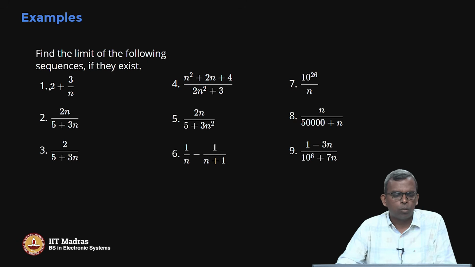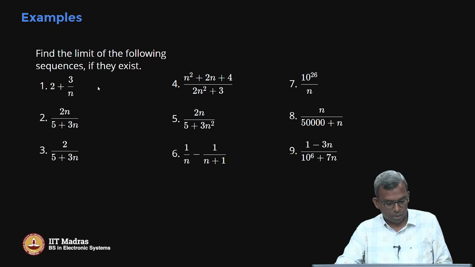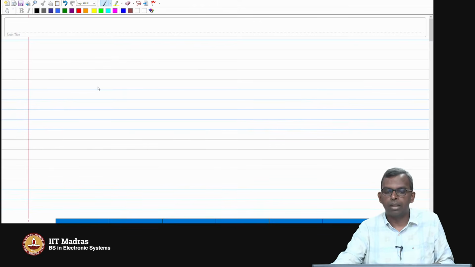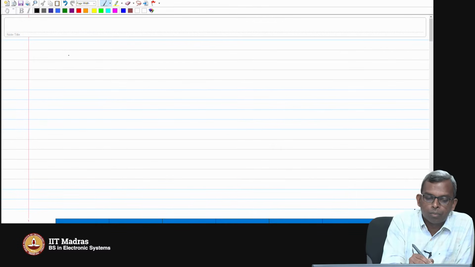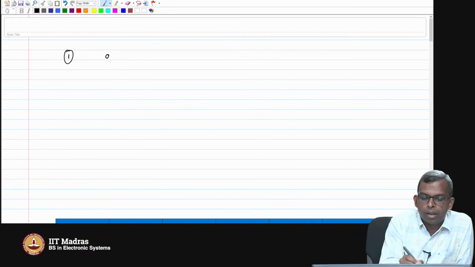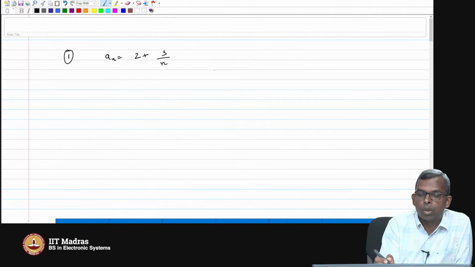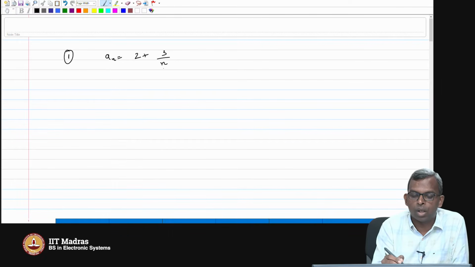Look at the first one, 2 plus 3 by n. Notice what's happened here, 2 plus 3 by n. Let me just do this in the notes here. The first problem, a_n is 2 plus 3 by n. So now what is going on here? You can write it in so many different ways, right? There is a sequence 1 by n whose limit we know.